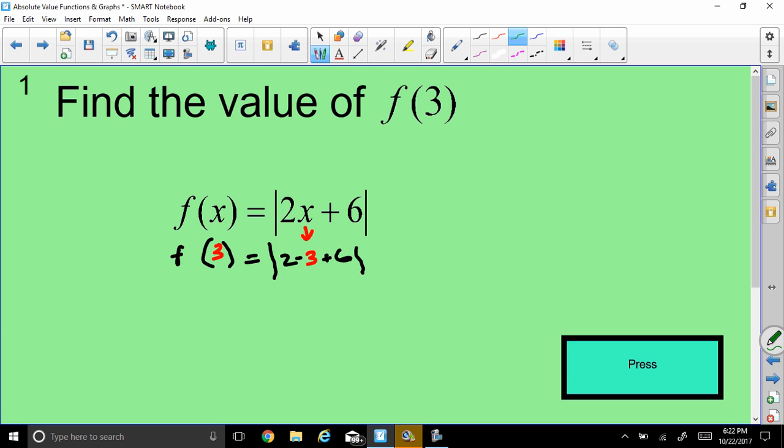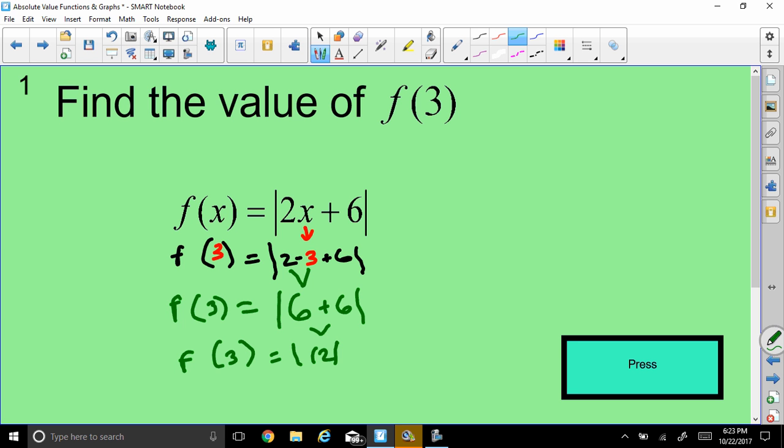Alright, remember the order of operations. Do what's inside of the parentheses. 3 times 2 is 6, plus you have another 6 in the absolute value. So f of 3 will equal 6 plus 6 inside the absolute value. That'll give us 12. Now let's take the absolute value of 12, which means the distance 12 is from 0. That would be 12 units. So f of 3 would equal 12.